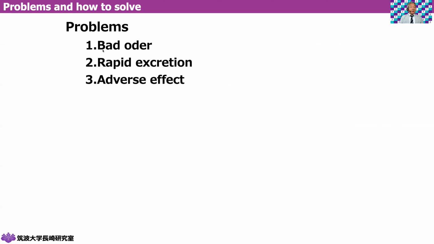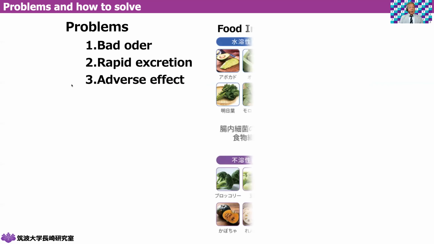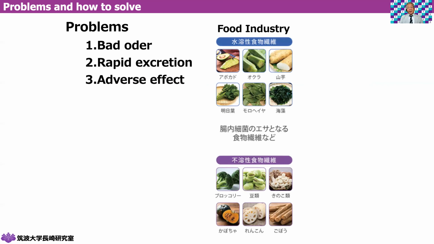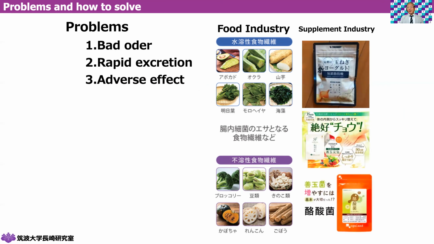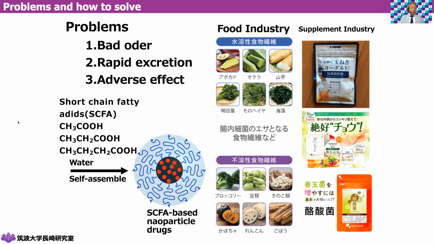But what is the problem? As you know, because of the bad smell, bad odor of short-chain fatty acid, we cannot drink them. There is also rapid excretion due to the low molecular weight hydrophilic compound and adverse effect due to the acid nature. So the food industry recommends eating this kind of vegetable, and the supplement industry prepares this kind of supplement. But we, as polymer chemists, design a new self-assembled drug based on short-chain fatty acid like this.